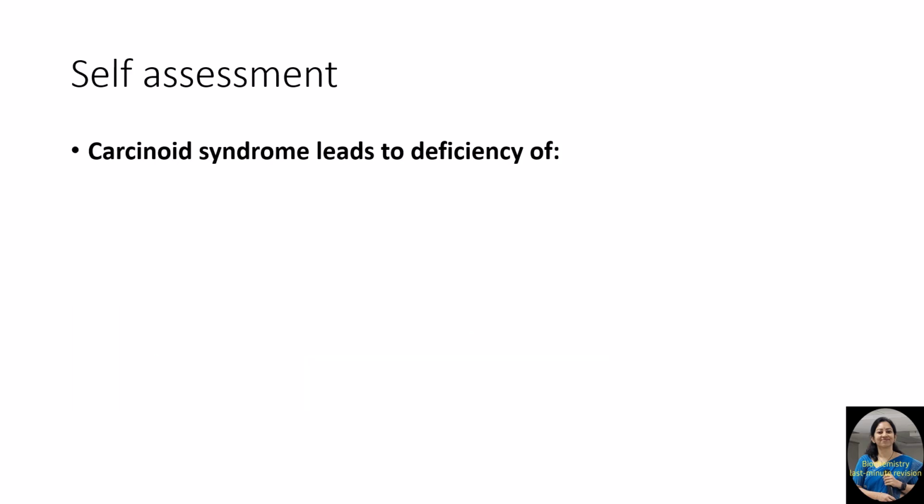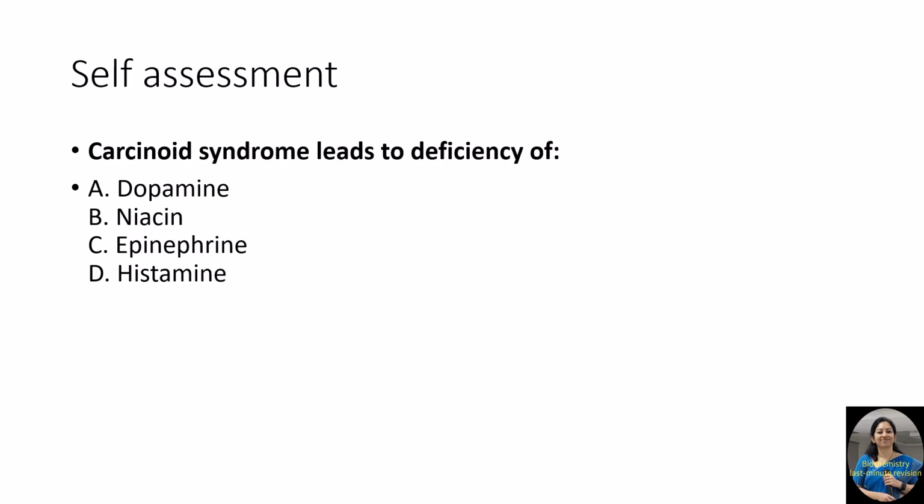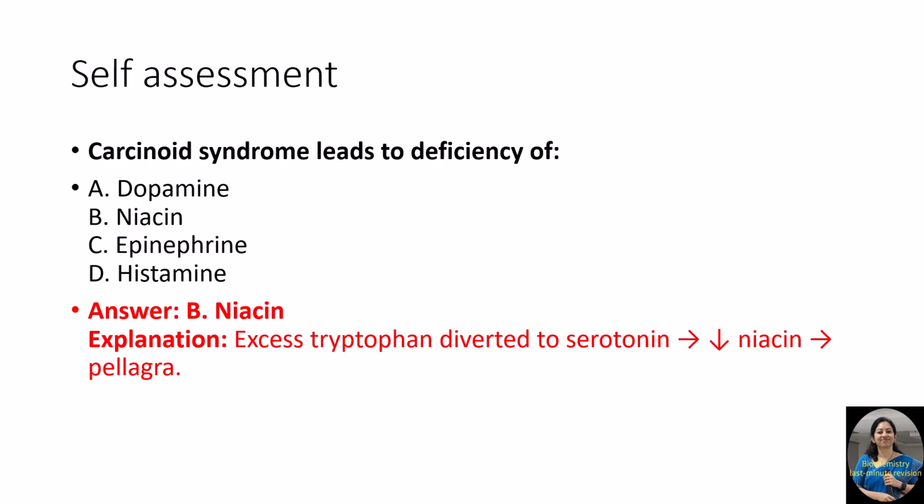Next, carcinoid syndrome leads to deficiency of dopamine, niacin, epinephrine, histamine. Answer is niacin. Excess tryptophan is diverted to serotonin in carcinoid syndrome. Normally 1% of tryptophan gets converted to serotonin. In carcinoid syndrome, more than 60% of the tryptophan gets converted to serotonin, and because the major pathway is formation of NAD or niacin, this is affected, so niacin is decreased and pellagra-like symptoms are seen in carcinoid syndrome patients.